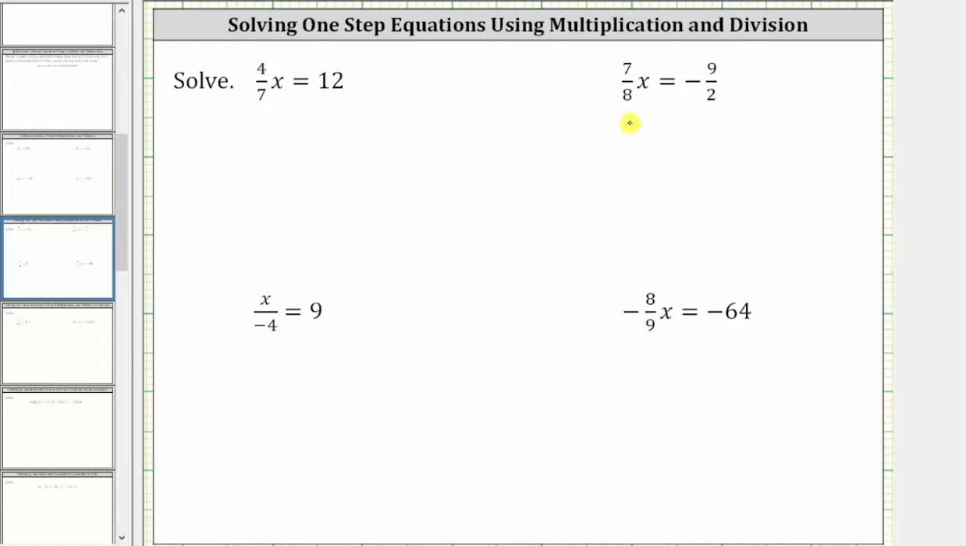We want to solve the given equations. Our first equation is 4/7 x equals 12. The solution is the value of the variable that satisfies the equation or makes the equation true. To solve, we need to isolate x.